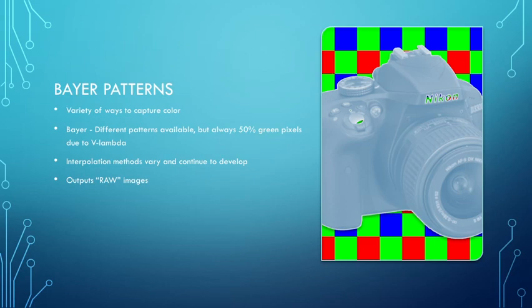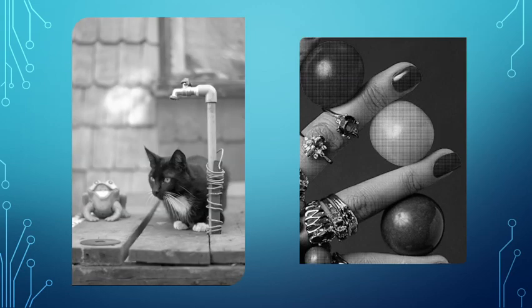When a DSLR camera is in RAW mode, it's outputting an image with this Bayer pattern yet to be interpolated. This means that the image isn't color yet. It's going to be grayscale. Here are some examples of what RAW images might look like before interpolation.